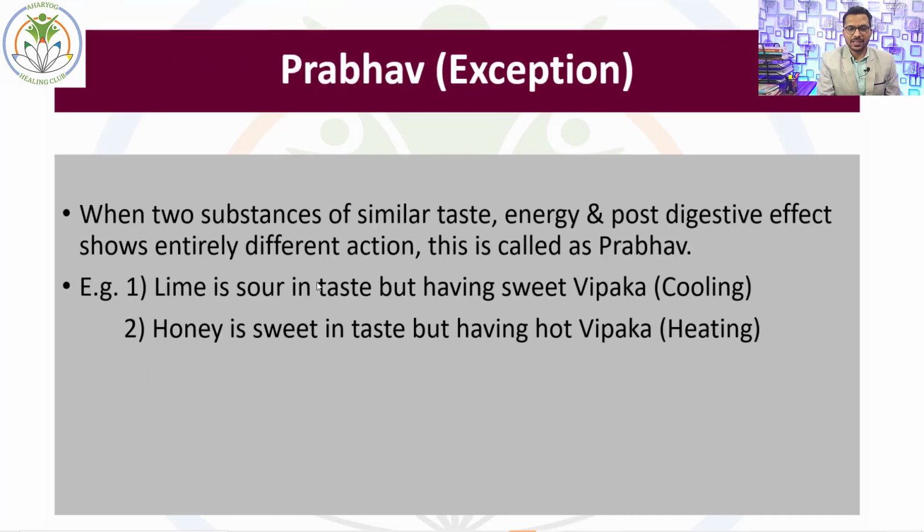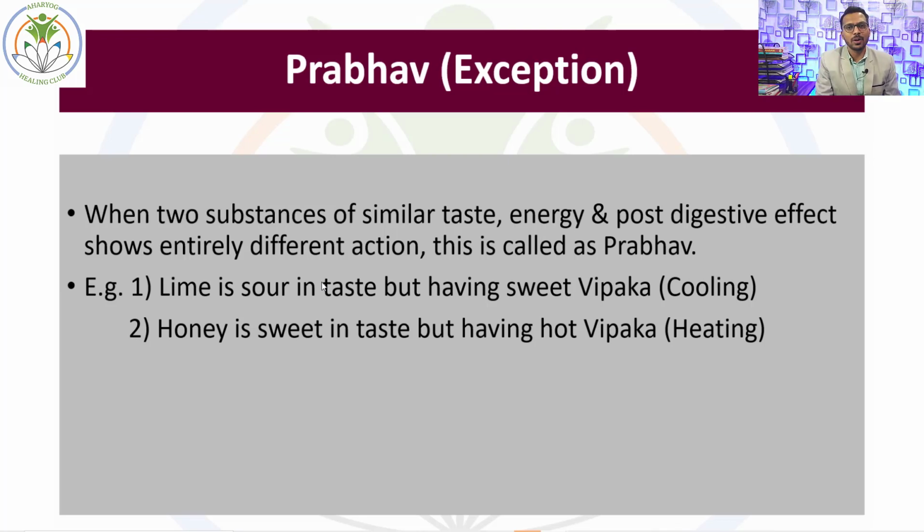Moving ahead, the next concept is prabhava, or the exceptions. You might have studied exceptions in school, mostly in chemistry. An exception is like abnormal qualities. And the best example is mercury.